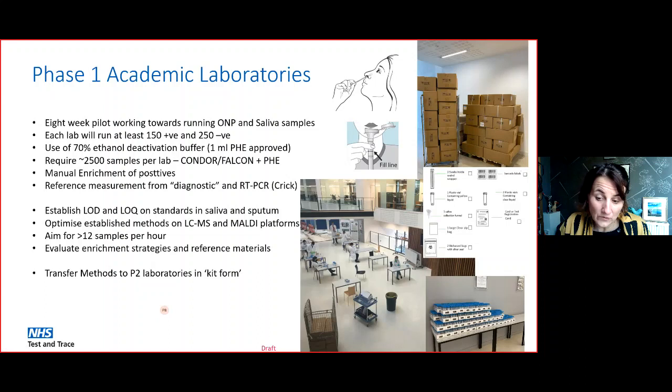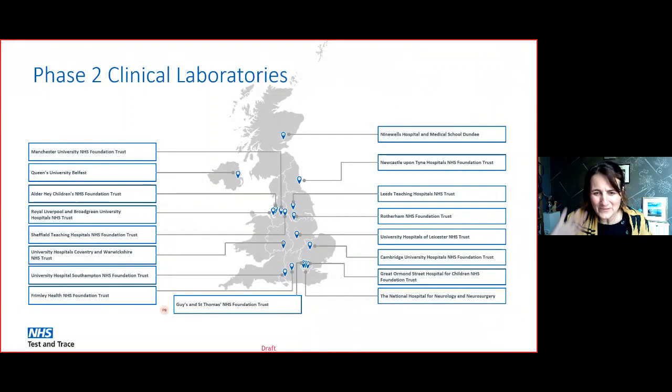at the end of, round about the beginning of December, those methods to the pilot two laboratories in a kit, and a kit including the components, but also the data tools needed to run these methods in clinical laboratories. Here are the phase two clinical laboratories, better geographical spread here, and there are 20 of those, and they're really fired up to do this.